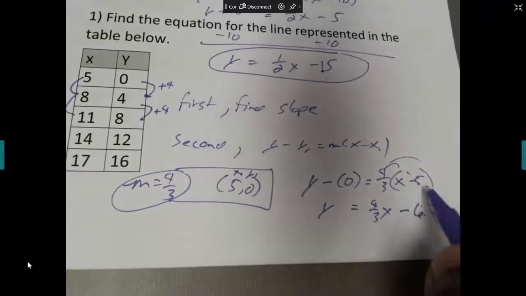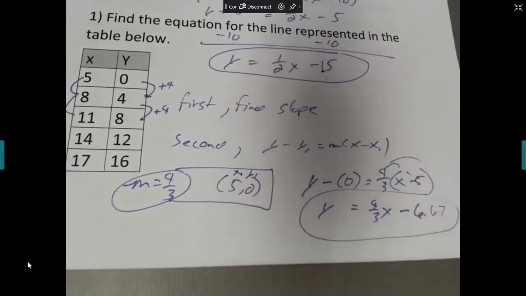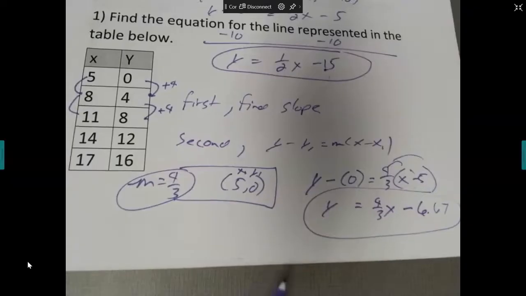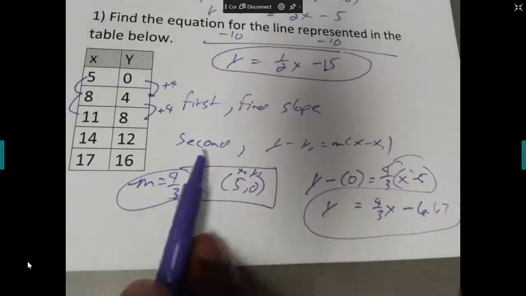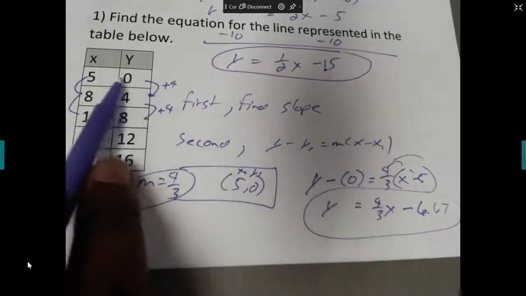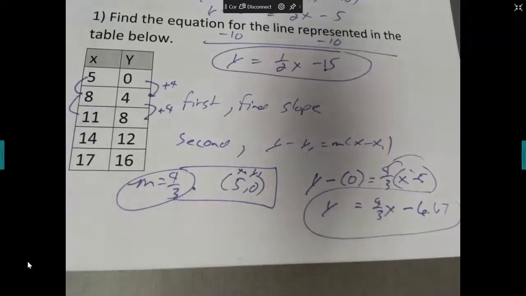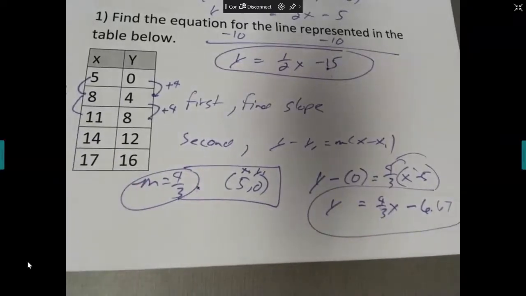Now we finished. We found the equation for the line. And that's how you write an equation for a line using a table. First find the slope. Second, use the point slope formula. So take one of these coordinates as the point and plug it into the formula correctly. That's all I have. Good luck.